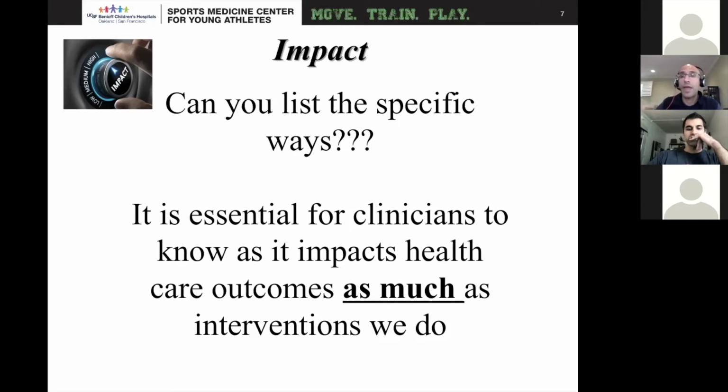But actually what may impact them more are these disparities: how quickly they get to us, how quickly they get their ACL done, how much PT they get. So it's important to know that we concentrate on technique, outcome, research paper, but it's those other things that, by the time they come in the door, will impact their care as much as what we do.